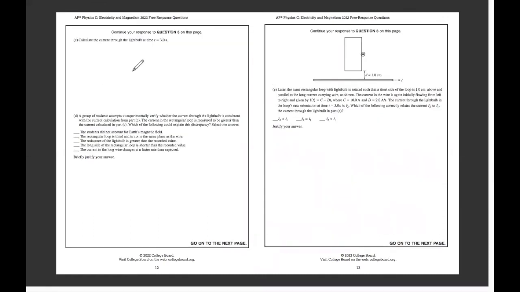So what we have is: calculate the current through the light bulb at t equals 3 seconds. The thing to note is that we need to calculate the current, and that's just the induced current, which is equal to the induced EMF over the resistance. Well, how do we get induced EMF? We have to take the negative derivative of flux with respect to time.